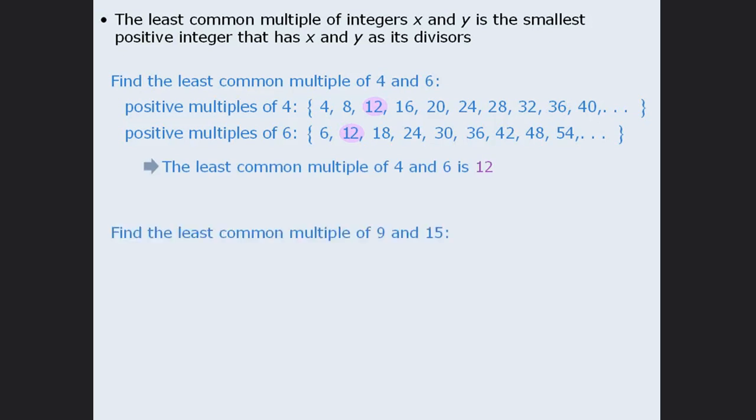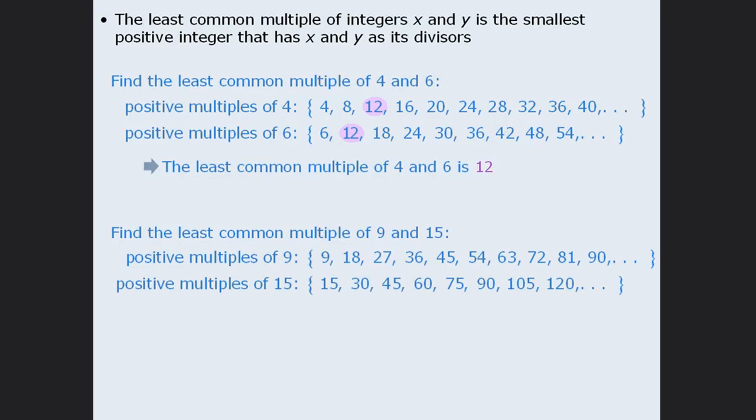Let's try another example. To find the least common multiple of 9 and 15, we'll first list some of their multiples. From here, we can see that some of the multiples they have in common are 45, 90, and many more. The smallest multiple they have in common is 45, so the least common multiple of 9 and 15 is 45. So one method for finding the least common multiple is to list the first few positive multiples, and then determine which of the common multiples is the smallest.